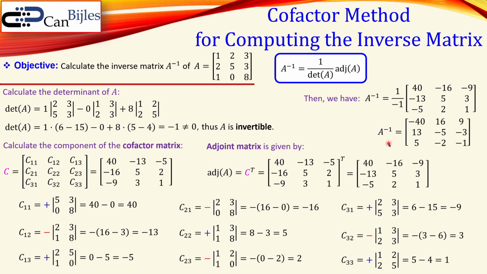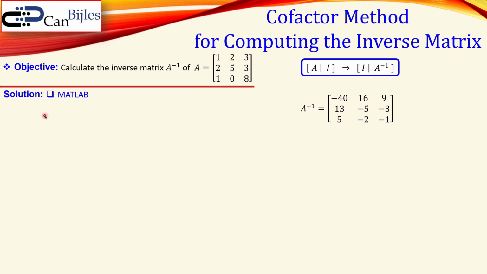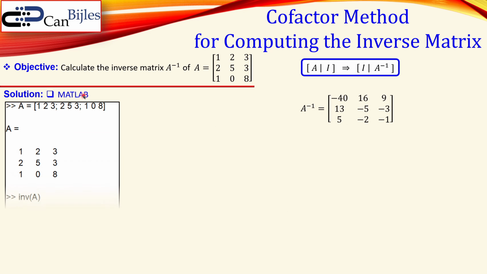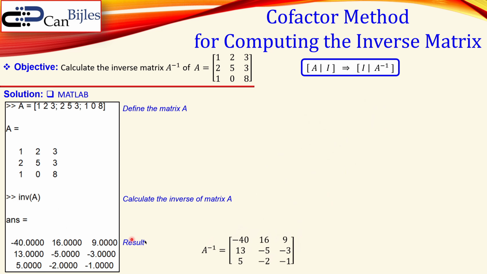And this was the exact same matrix as we have calculated using the Gauss-Jordan method. And this was also found from the MATLAB command window. So again, repeating here, we define this, we calculate that. We will see that also here, and this is the result. You see actually also the same result is produced here.